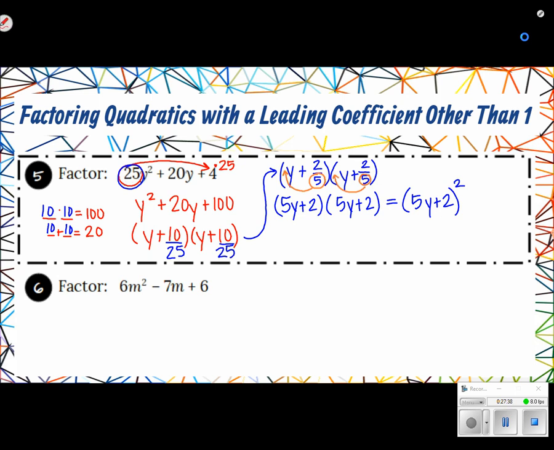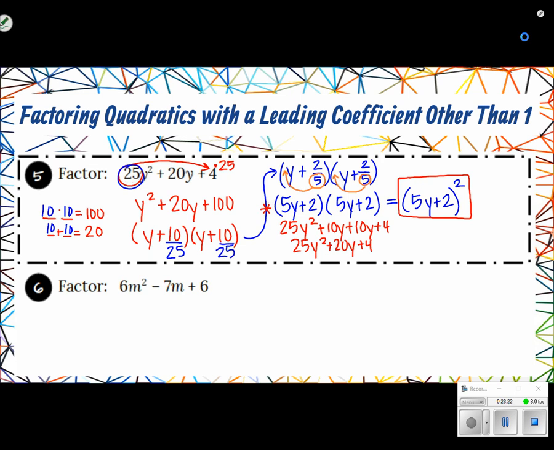So 5y times 5y is 25y squared. 5y times 2 is 10y. 2 times 5y is 10y. 2 times 2 is 4. We've got 25y squared plus 20y plus 4. That's what I originally started with. So yes, this is the answer, but I would argue that this is a better answer. It's written more simply and more compactly.